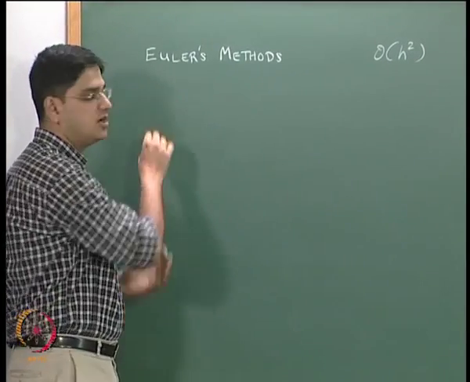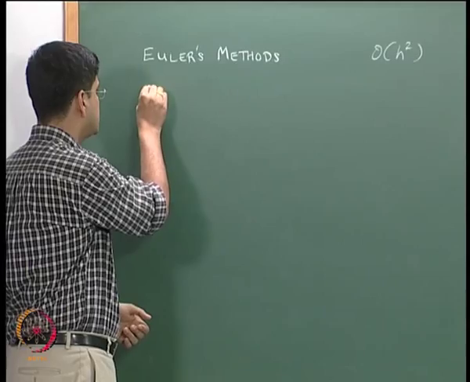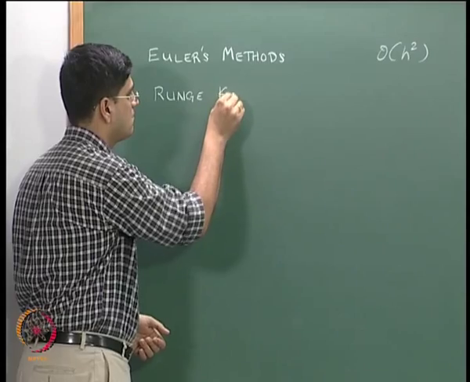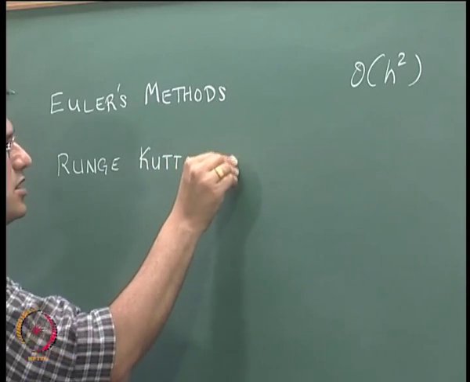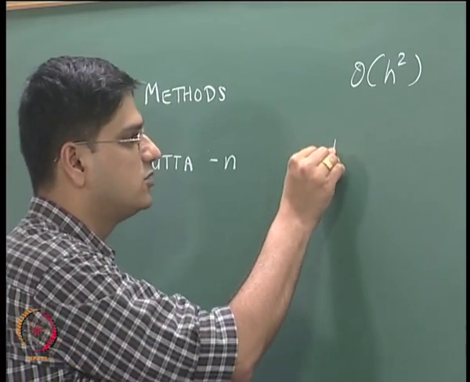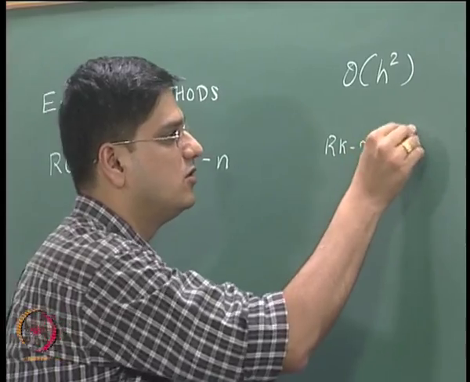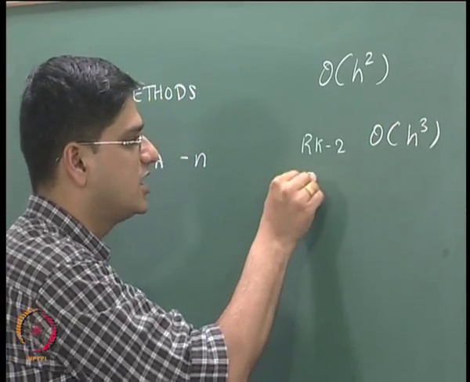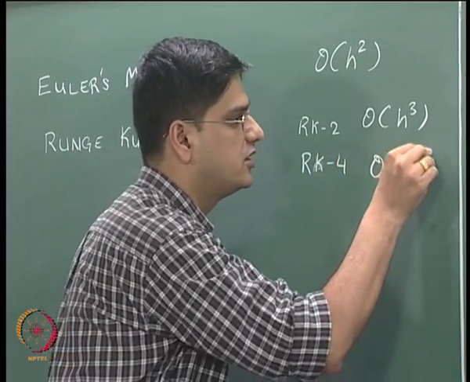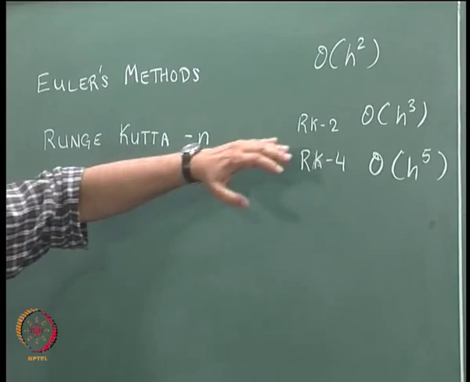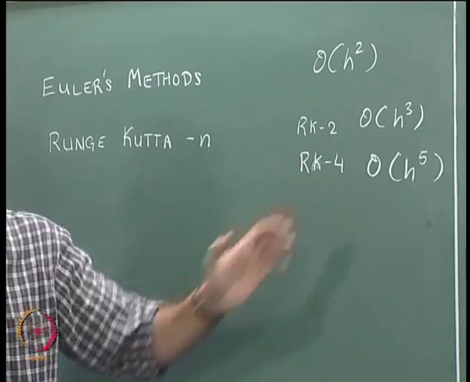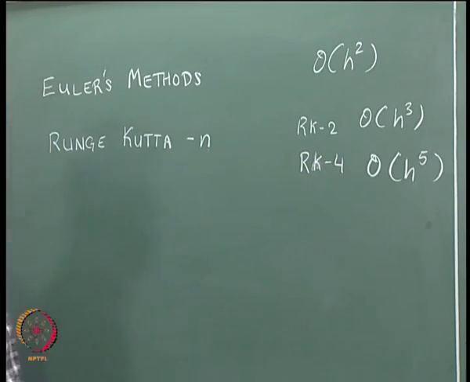Then we considered Runge-Kutta family of methods, and it is not just a single method but it is a family of methods. And we called it nth order Runge-Kutta method, and the second order Runge-Kutta method had an accuracy of order of h cubed, RK4 had accuracy of the order h to the power 5. We had derived the error analysis for RK2 method, we did not derive it for RK4 method, we only stated the results for the RK4 method.